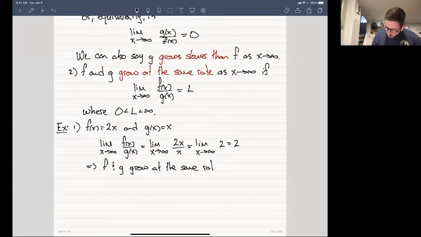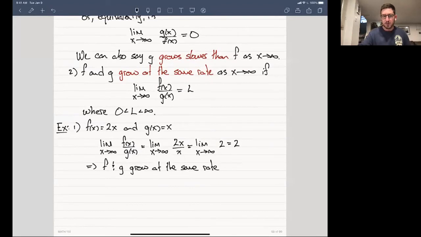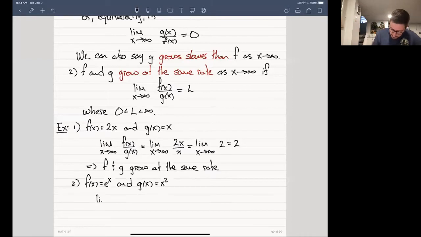Now, for the remainder of this lecture, I'm always going to be talking about growth as x goes to infinity. So I'm not going to write as x goes to infinity every single time, okay? Just to save ourselves the annoying notation. Okay, let's take f of x equal to, say, e to the x, and g of x is equal to x squared. Now, I just told you at the beginning of this lecture that exponential functions grow faster than any polynomial. Now, how do we see it? Well, let's take some limits.